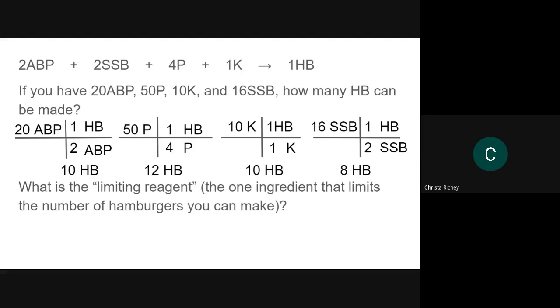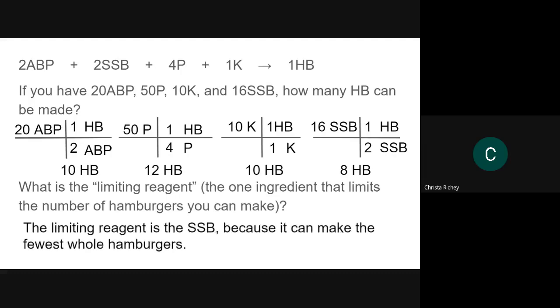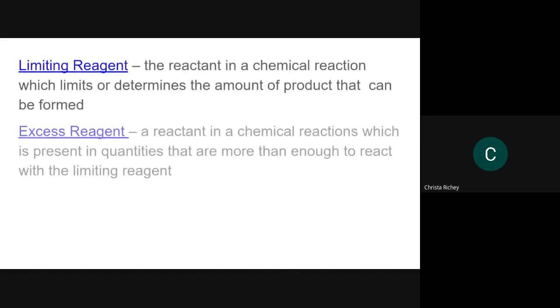Which is the most important part of making a hamburger according to these numbers? The bun, because it's the least amount. That is the limiting reagent. That's the thing that's going to control however many you can make. It's just we're not doing it with hamburgers and pickles and stuff. We're using things like oxygen and iron and copper and hydrogen gas. Once again, the important one, when you figure out who the limiting reagent is, you have to use that to calculate your product. The excess is extra, it's left over.